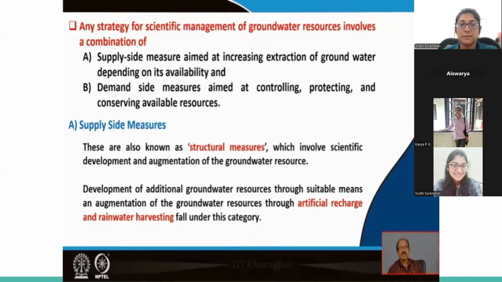two categorizations of management techniques. One is taking care of the supply side, and the other is taking care of the demand side. The supply side is nothing but all those management techniques that involve fulfilling the supply of these groundwater resources to its end users. That is increasing the extraction of groundwater, improving the quality of groundwater that is being used by the end users, and so on.